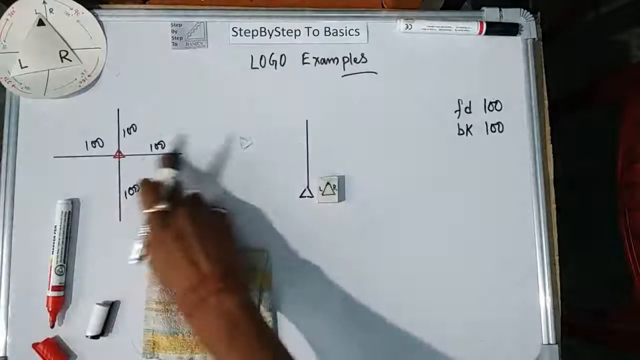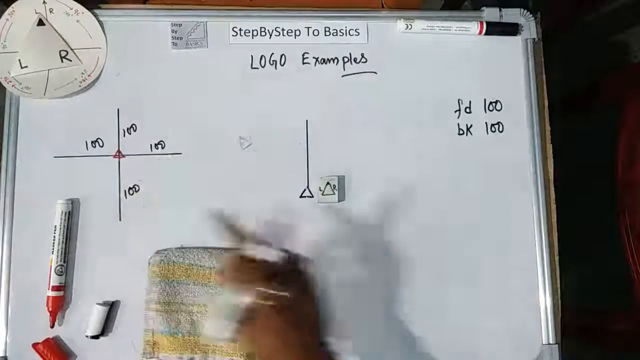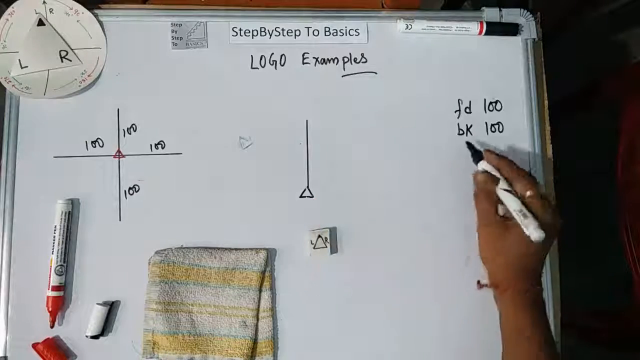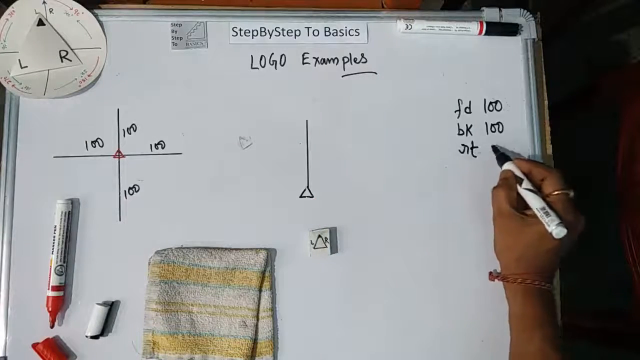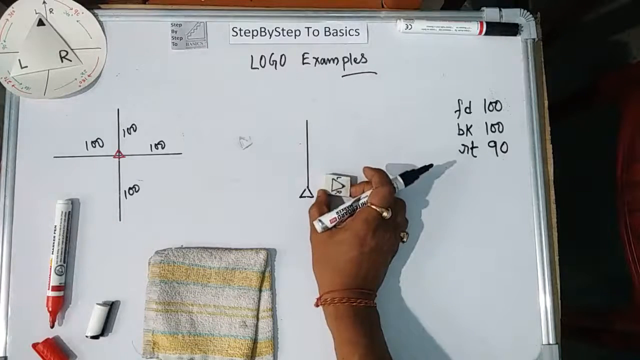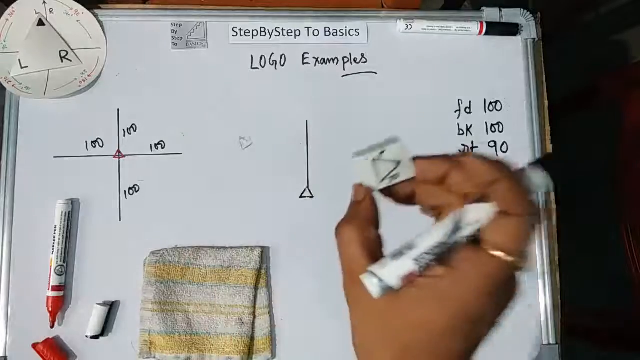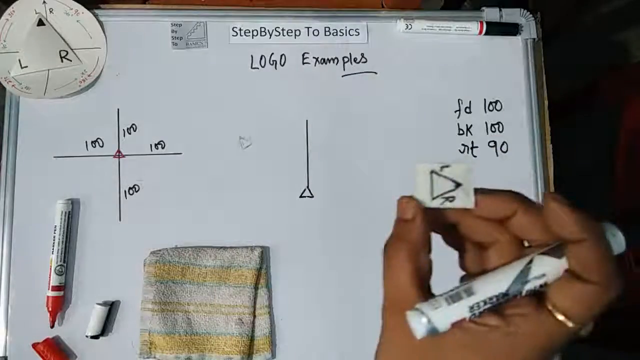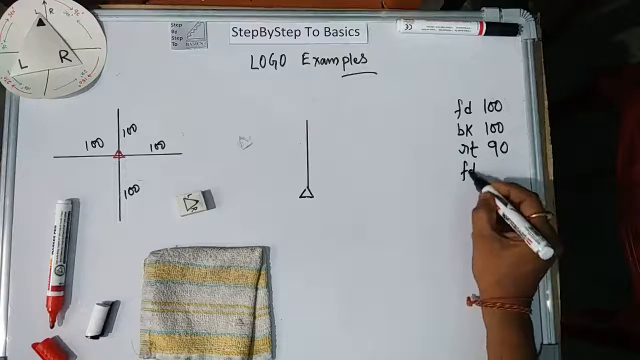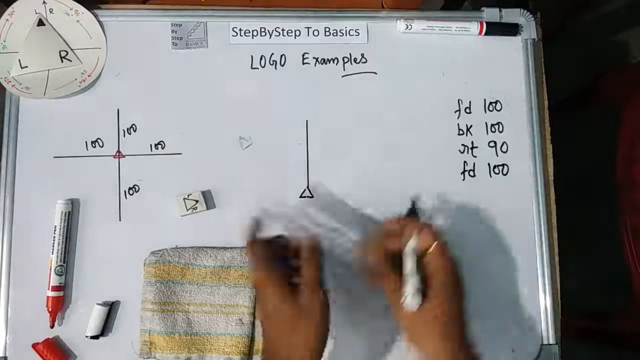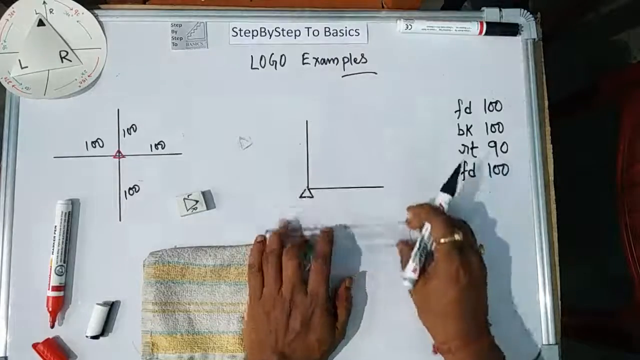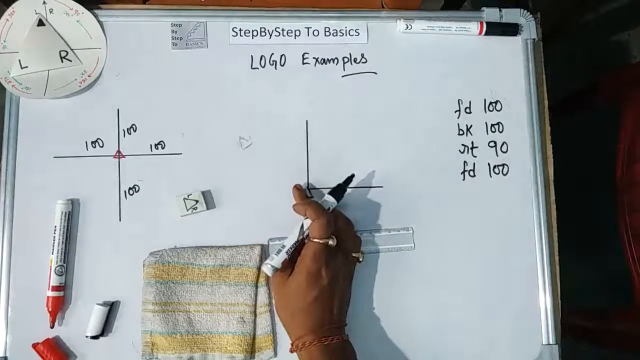Now I need to draw this line. So for that I need to turn it like this. For the right hand side I will write RT 90. So it will turn this way. Now the turtle is pointing this side. Now again I will write the same two lines, FD 100. So it will draw a line like this. Then again I need to come back to this position.